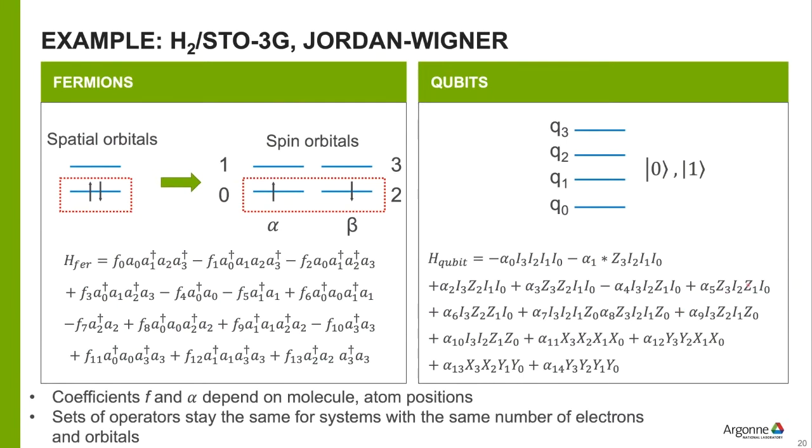And when you map it onto qubits, you have these terms that contain Pauli strings and the coefficients in front of them. And as I said, these coefficients alpha here depend on the molecule and atomic positions, but these operators are going to be the same for any particular system with a certain number of electrons and orbitals.